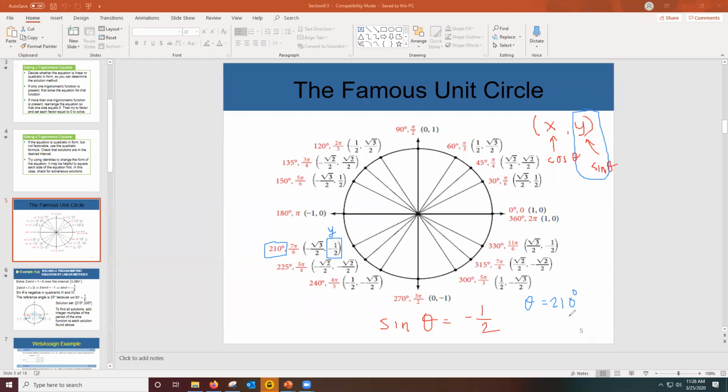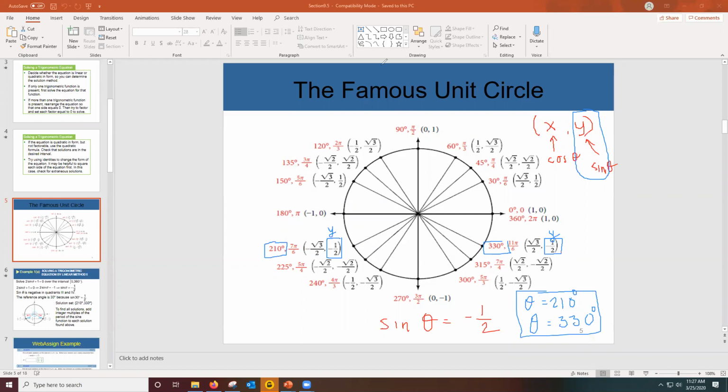But I can't stop there because there could be more than one answer. And I'm noticing over here is another entry where the y value is -1/2. And that angle looks like 330. And that's it. There are no other angles on the unit circle that have the sine equal to -1/2. So I'm ending up with these two answers, 210 degrees or 330.